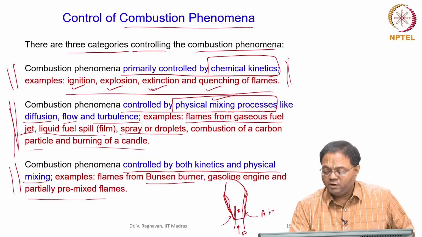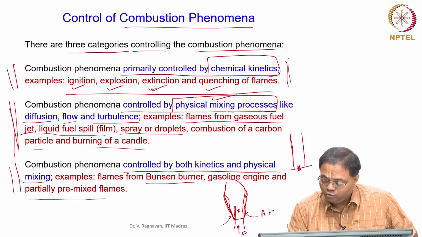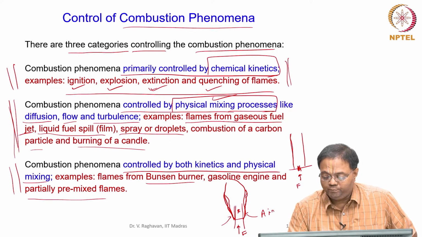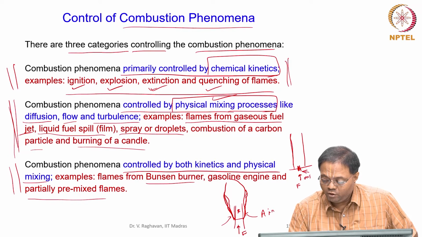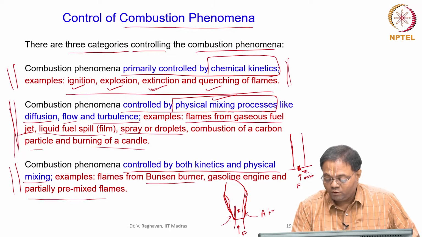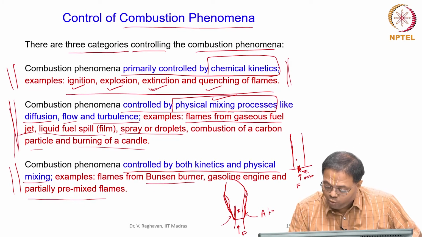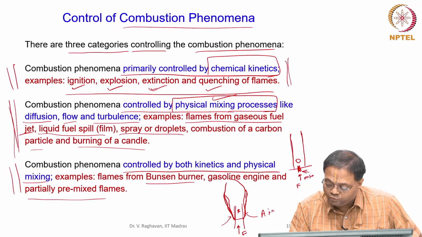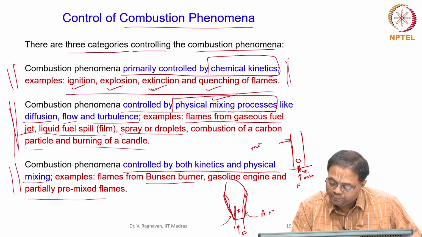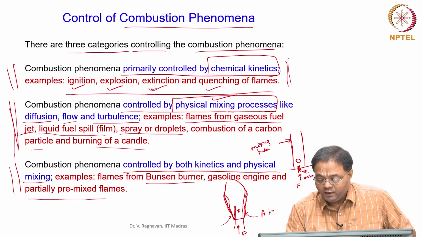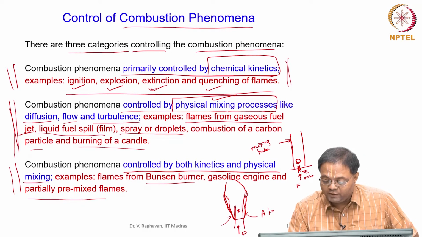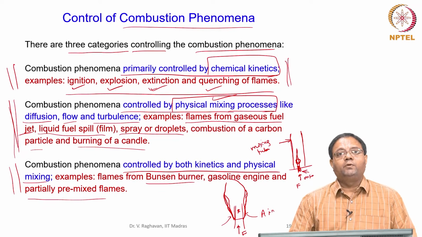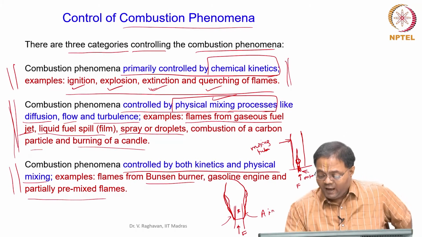So, for example, in a Bunsen burner, what happens is, this is a Bunsen burner. This is the fuel supply orifice or nozzle. Okay. Through the nozzle, fuel is supplied. So, there are holes in the periphery of this mixing tube. So, this is the mixing tube. Okay. And there are holes in the mixing tube.